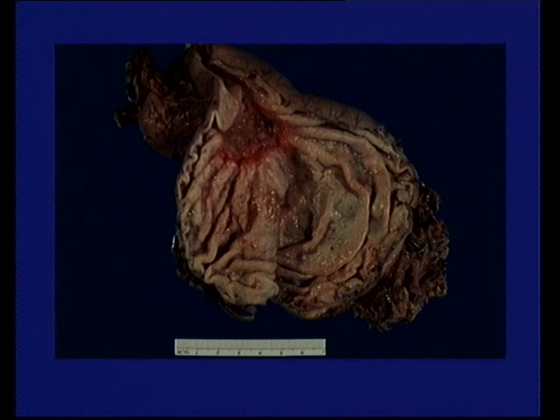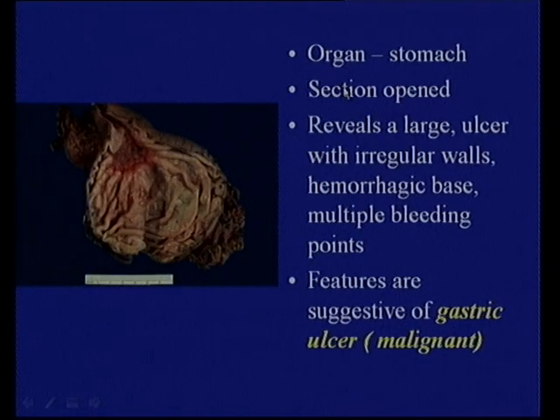You can only say it is a large ulcer, but the probability of it being malignant because of these features of being irregular, having a hemorrhagic base and having nodularity is very prominent. So you can say the organ is the stomach, the section is open and reveals a large ulcer, irregular walls, hemorrhagic base, multiple bleeding points suggestive of a malignant gastric ulcer.